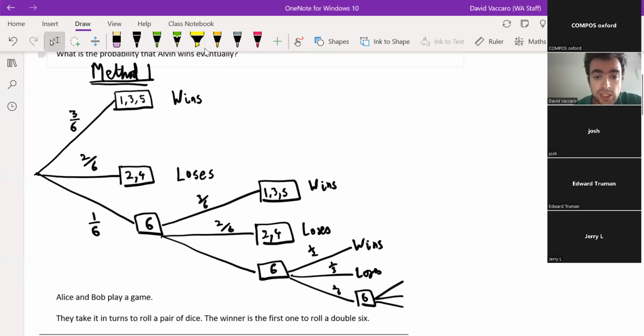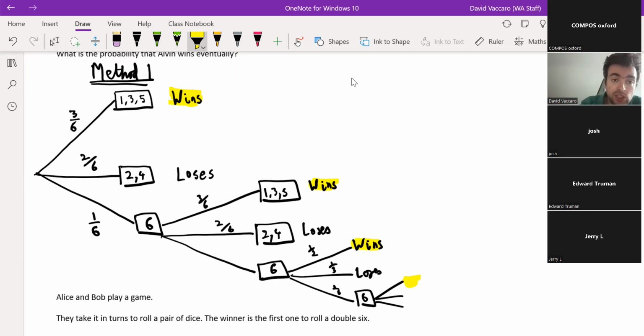And I've got a suggestion in the chat: infinite sum. Excellent. Okay, and I've got an even better answer in the chat, which says sum of a geometric series, because what those people have seen is that the winning events, there's infinitely many of them, but they're going to form a geometric series.